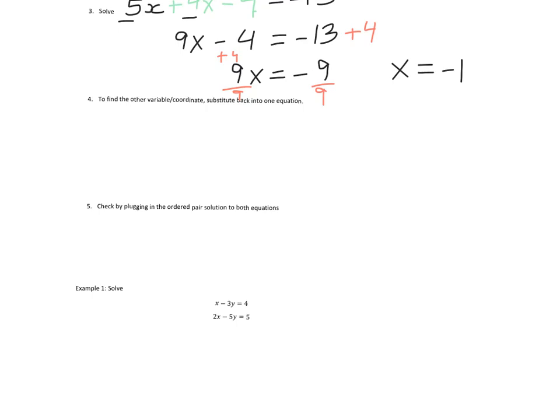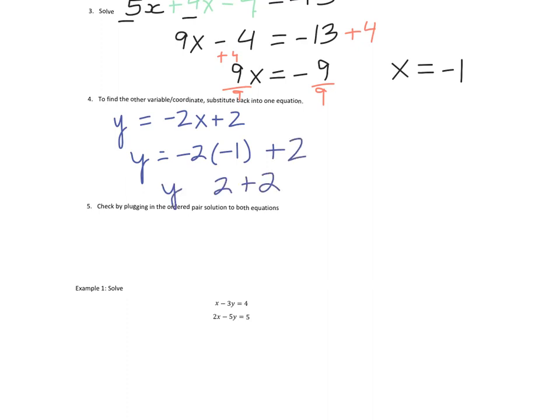But remember, we already have a formula for y. We already determined that y is equal to negative 2x plus 2, so let's use that. We've done all the hard work already. So what's the y value when x is negative 1? Negative 2 times negative 1 is 2. 2 plus 2 is 4. Okay, so we have our ordered pair. Our ordered pair is x equals negative 1 and y is 4.